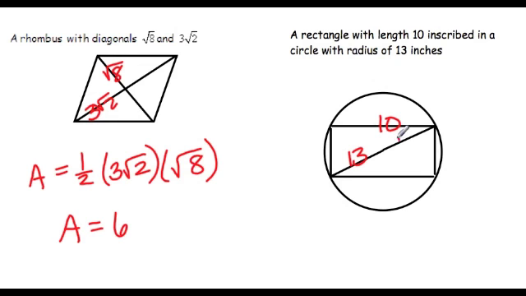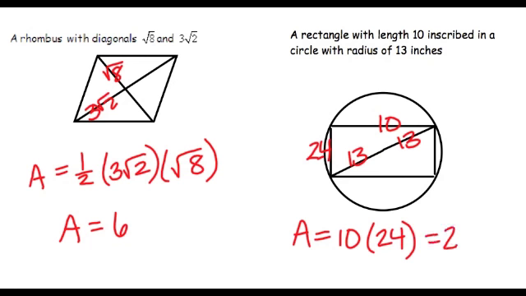One side is 10. Using the Pythagorean theorem, the other side is going to be 24. And yes, this is not drawn to scale, but it's no big deal. Finding the area is just going to be base times height, 10 times 24, which is 240. And that is inches squared.